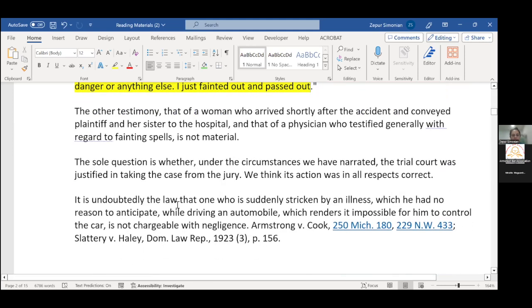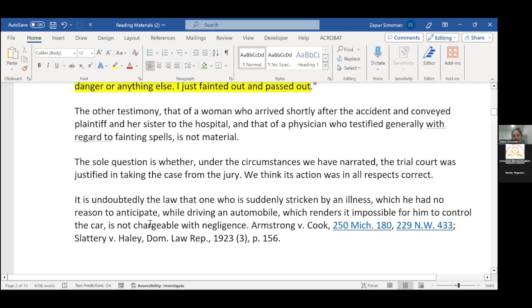And so it's saying, "Undoubtedly the law that one who is suddenly stricken by an illness, which he had no reason to anticipate while driving a car, which renders it impossible for him to control the car, is not chargeable with negligence." So again, notice what I was saying before in terms of why anchoring is important. They're essentially saying this rule is for negligence. If you didn't anchor, and if you didn't look at the table of contents, you might dismiss this, even though this is the rule for the facts of this case and the rule that you need to know.